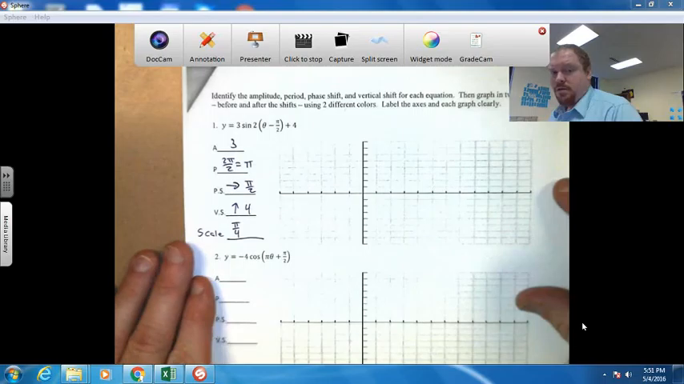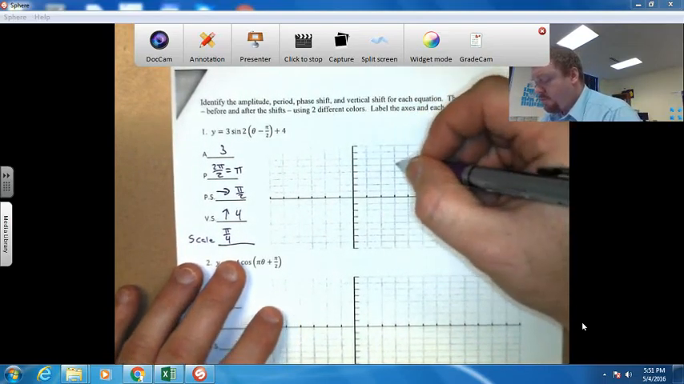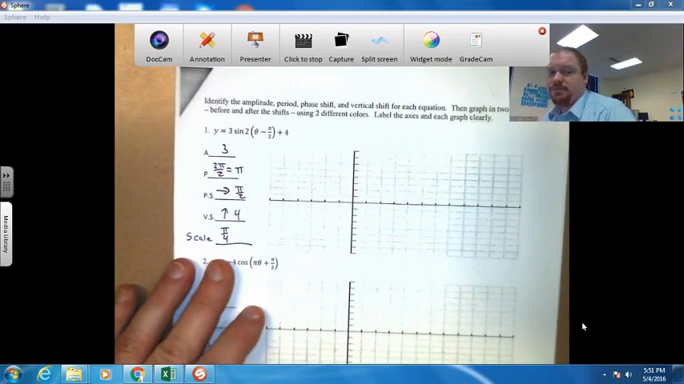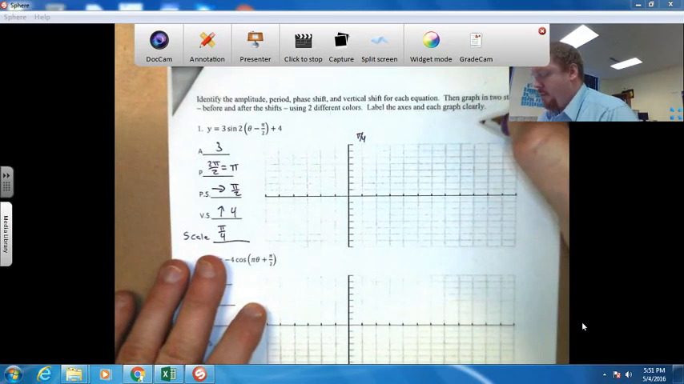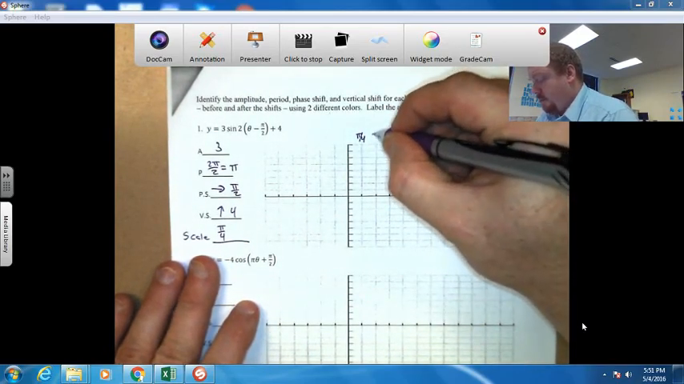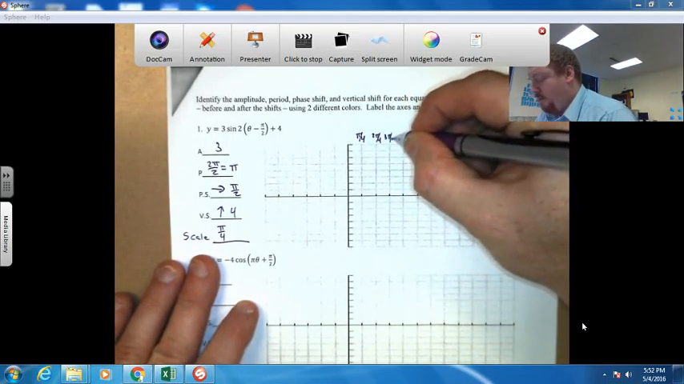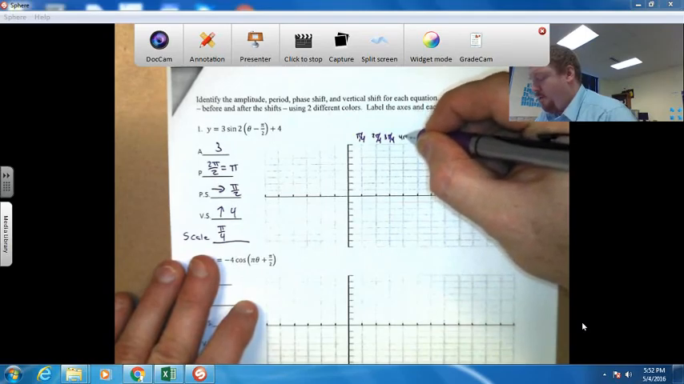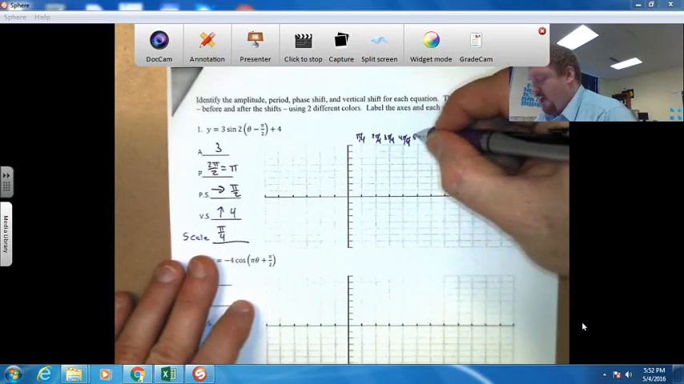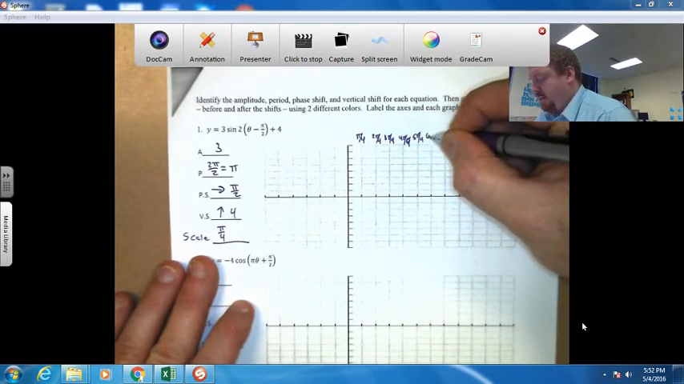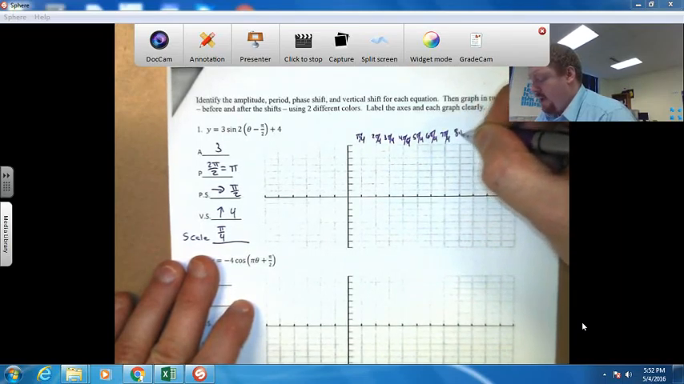So, here we go. I'm just going to label these, and I'm going to go by pi over 4s here. So pi over 4, 2 pi over 4, 3 pi over 4, 4 pi over 4, 5 pi over 4, 6 pi over 4, 7 pi over 4, 8 pi over 4.